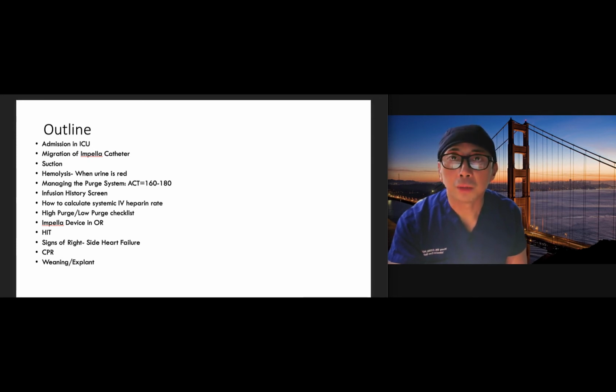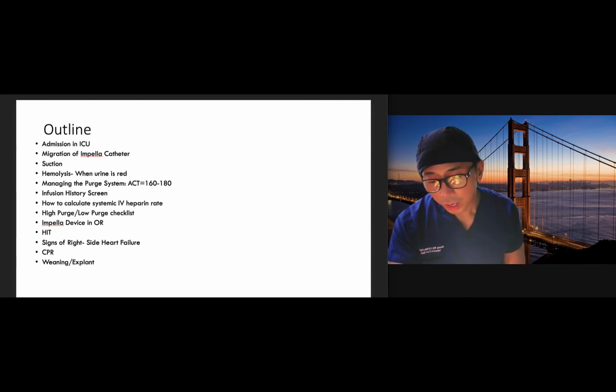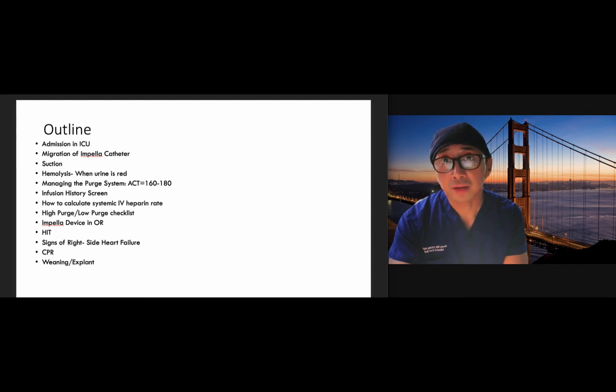When the urine of the patient turns red, that's hemolysis. What do you do? How do you maintain ACT, activated clotting time, at 160 to 180? They want you to understand the calculation for how to calculate the systemic IV heparin rate, because there's some formula in there. So I want you to really pay attention.